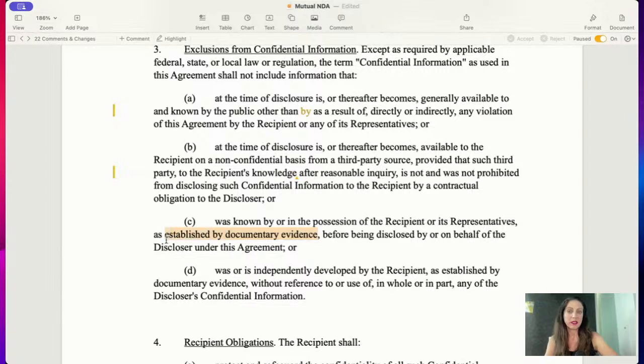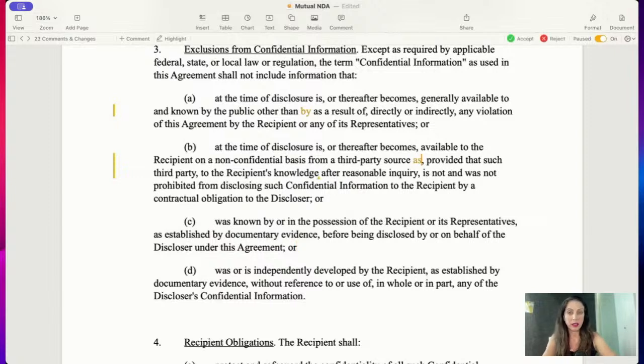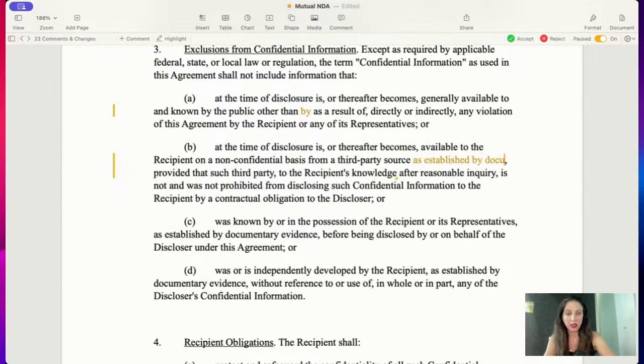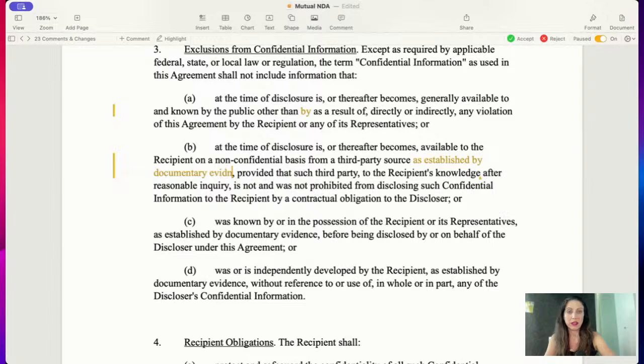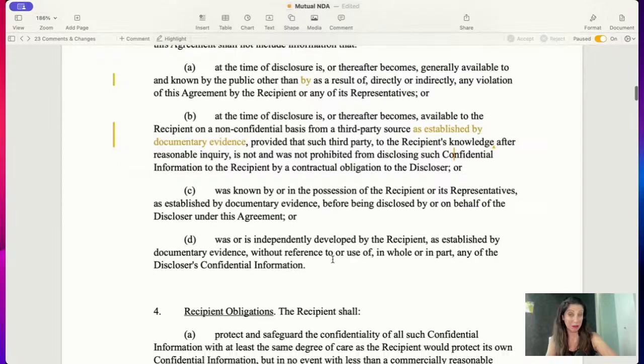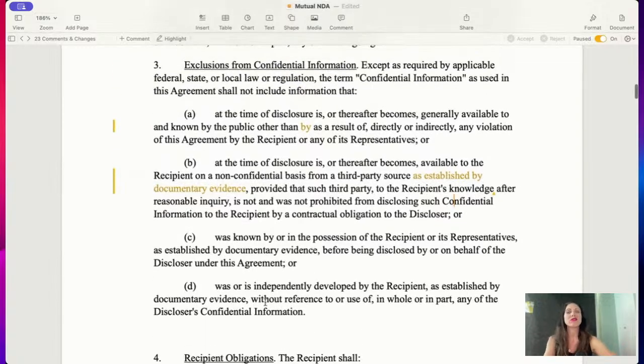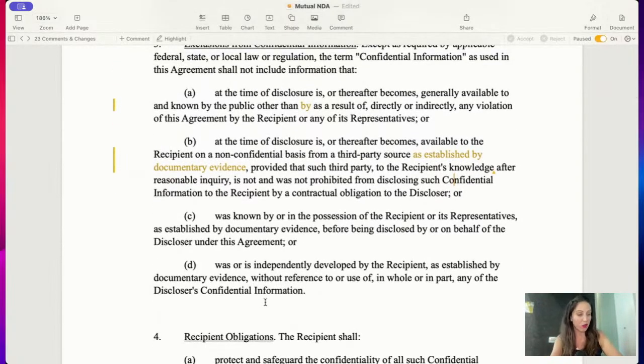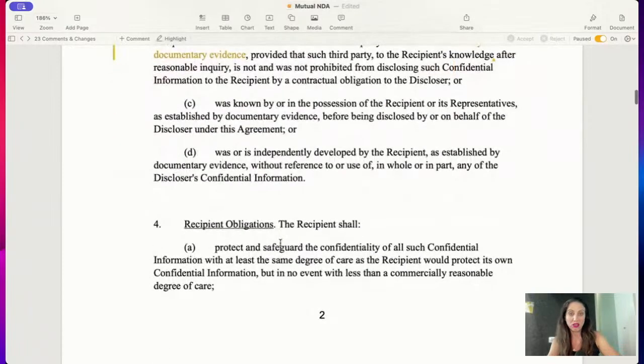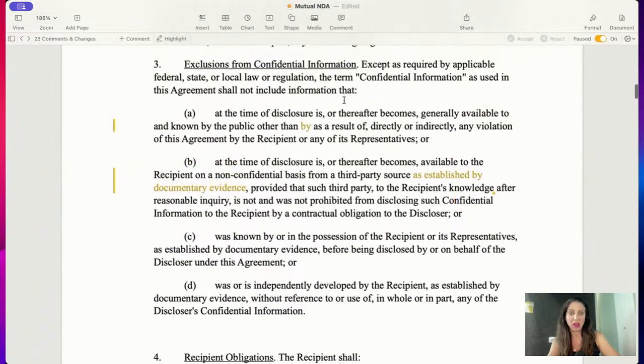See, I usually look for this here because I don't want anybody to just be able to claim it. I want them to have evidence of that. In fact, I want to put that right here, as well as established by documentary evidence. It's not enough to just claim it. You actually have to be able to demonstrate that was a reference to or use of, in whole or in part, any of my information. Okay, so these are the four standards. These are in pretty much every NDA in some form or fashion. So nothing too crazy there.